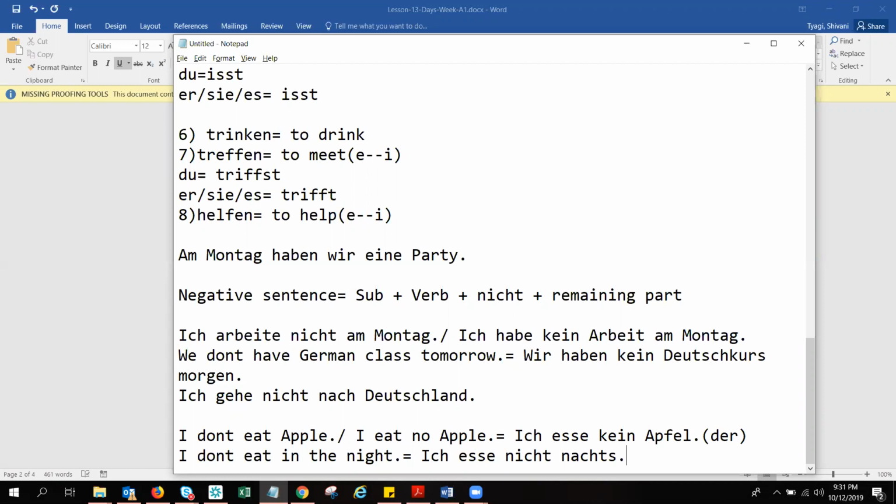Kein we always use for a noun. Whenever we are using it for a noun, that will be kein or keiner, like the kein form. Okay, so back to this.